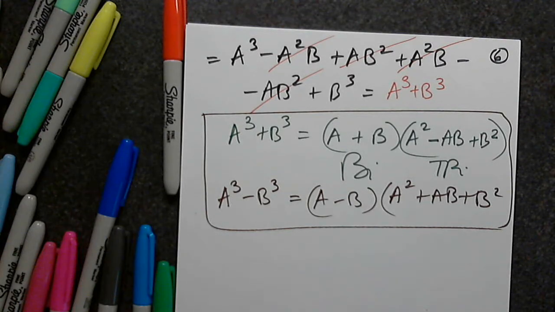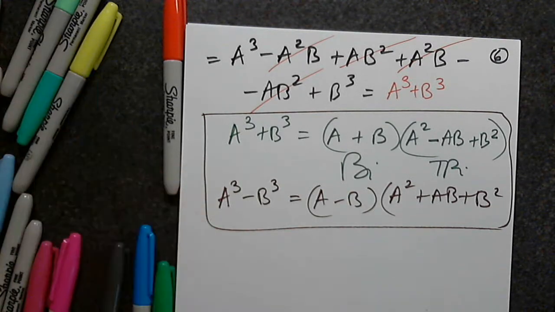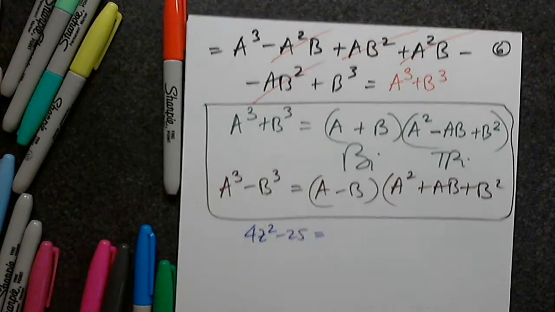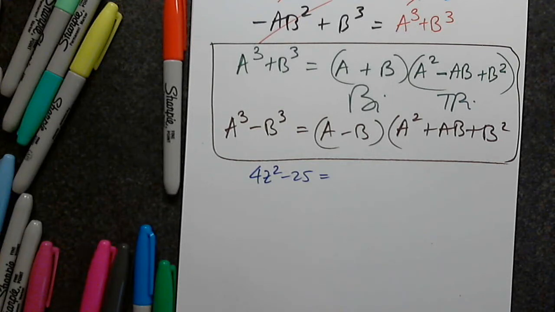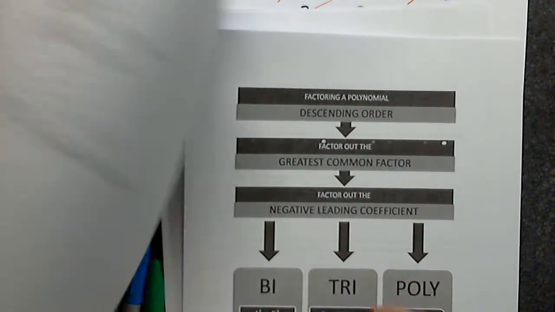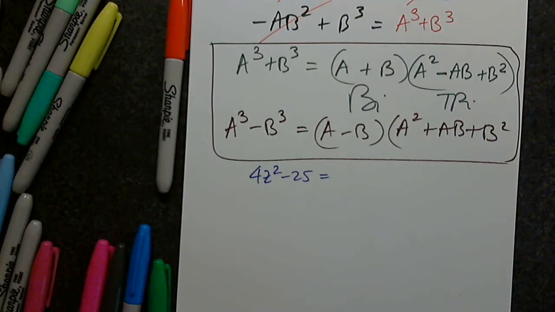So let's start with the first one. 4z squared minus 25. I'm going through all these questions first. What type of polynomial is it? Very good, it's a binomial. Is it in descending order? Yes. Is there a greatest common factor? No. Is there a negative leading coefficient? No, because it's 4 and 25, that's okay.